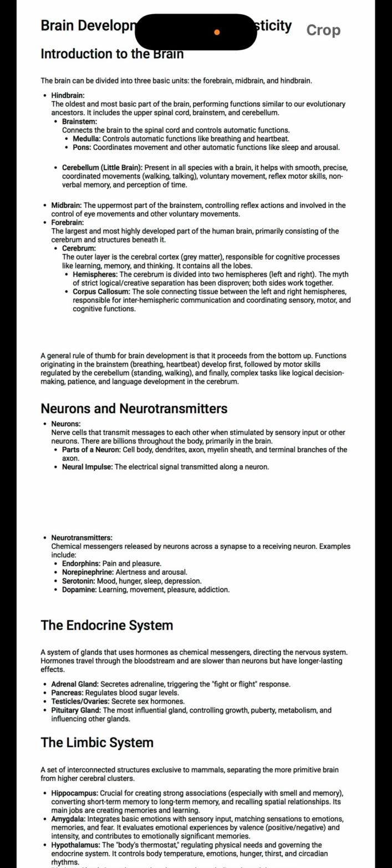Introduction to the brain. The brain can be divided into three basic units: the forebrain, midbrain, and hindbrain. Hindbrain, the oldest and most basic part of the brain, performing functions similar to our evolutionary ancestors. It includes the upper spinal cord, brainstem, and cerebellum. Brainstem connects the brain to the spinal cord and controls automatic functions.